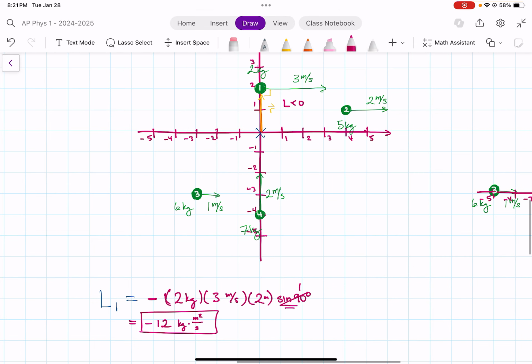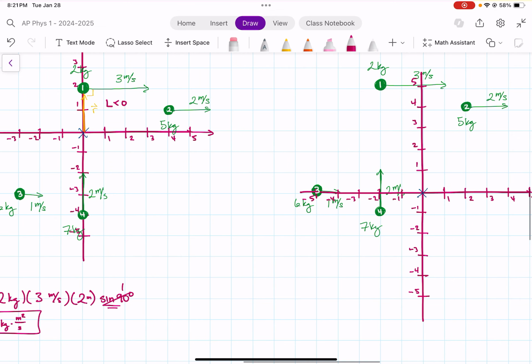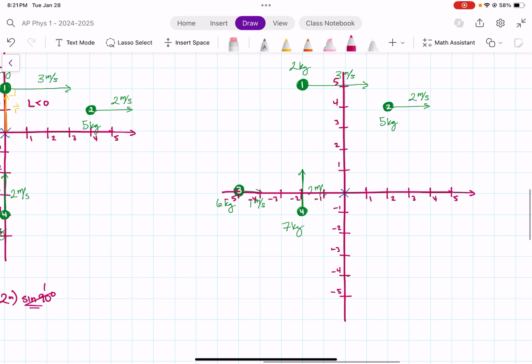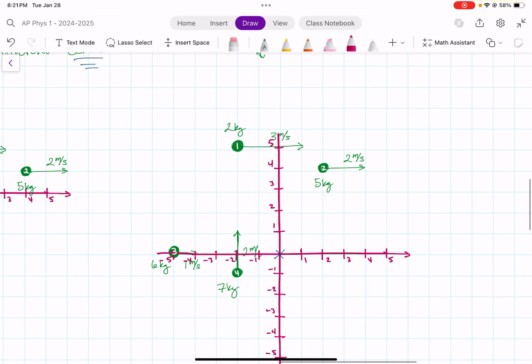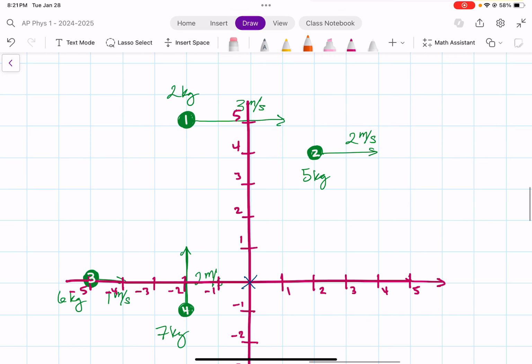So here, let's go over here, take the exact same mass, that was mass number 1. Notice it's all the way up here. So I would draw my position vector. Oh, whoops.